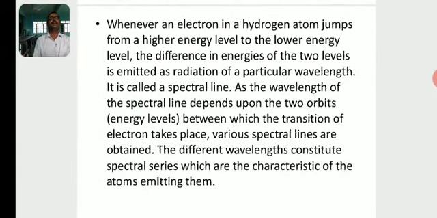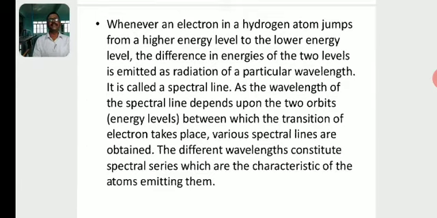Whenever an electron in hydrogen atom jumps from a higher energy level to a lower energy level, the difference in energies of the two levels is emitted as radiation of a particular wavelength. It is called a spectral line. As the wavelength of the spectral line depends upon the two orbits between which the transition of electron takes place, various spectral lines are obtained. The different wavelengths constitute a spectral series, which are characteristic of the atoms emitting them.